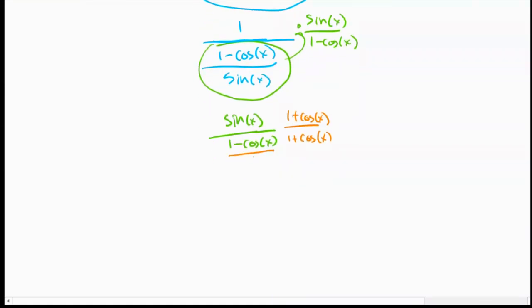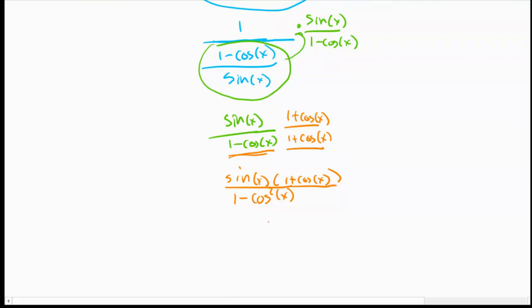Now this is tricky to see, but once we see that we should do this, we'll see why we do it. Because when we multiply conjugates, they get us our difference of squares here. So our denominator now looks like this. We got sine x times 1 plus cosine x on the top. And on the bottom, we just have 1 minus cosine x. Sorry, 1 minus cosine squared x.